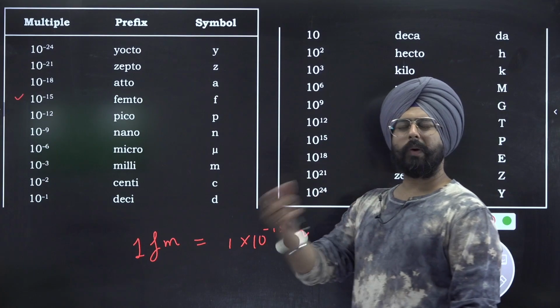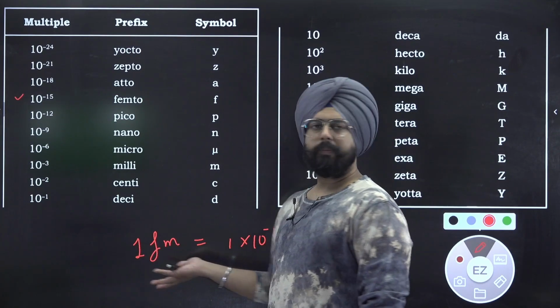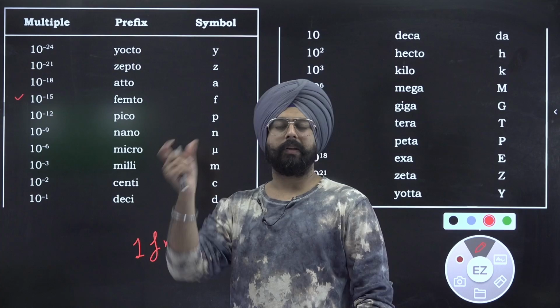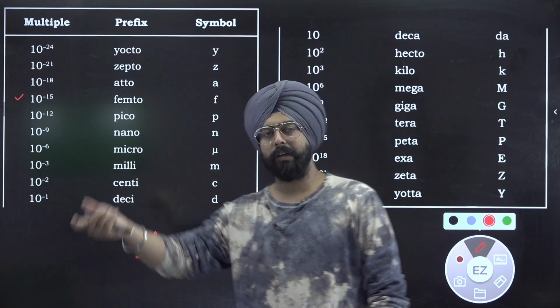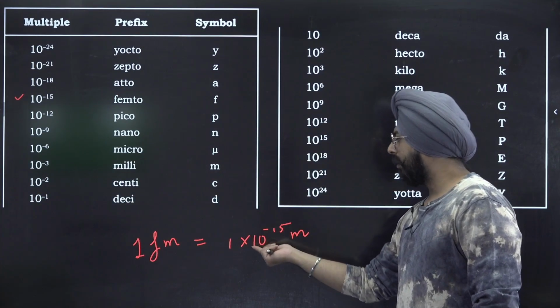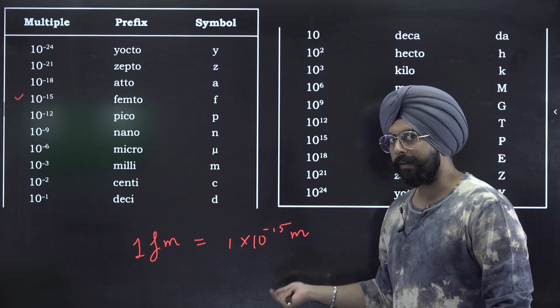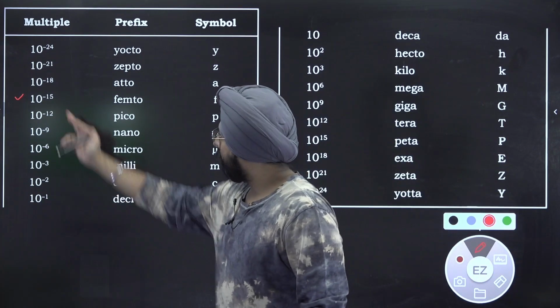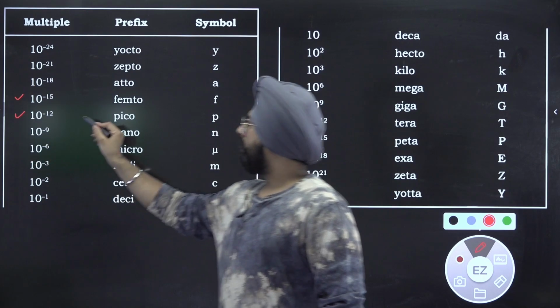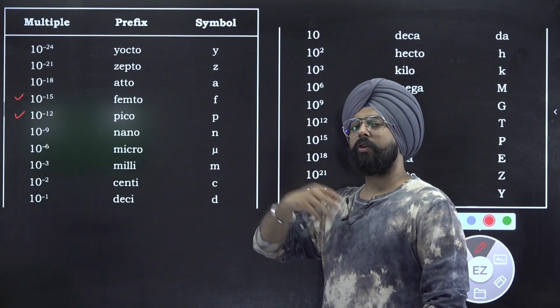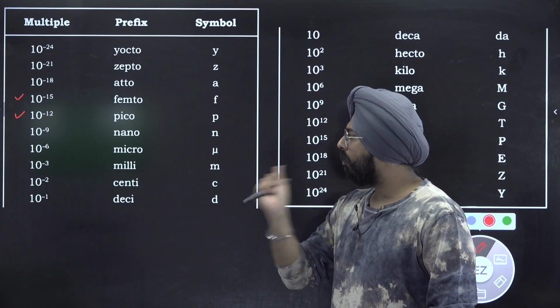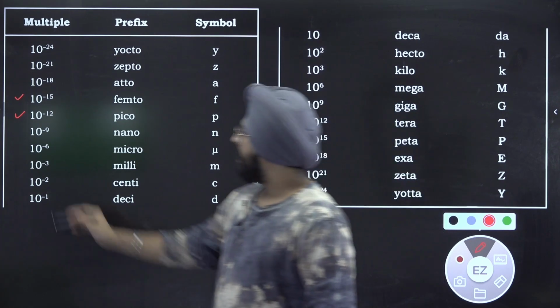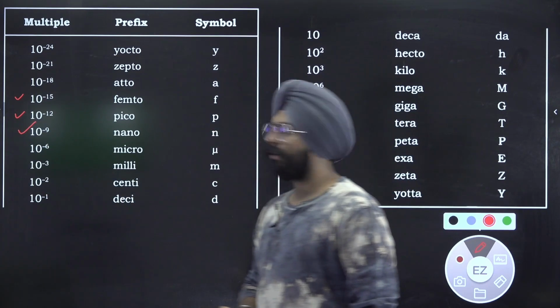Okay, so if in a question they say what is 1 femtometer of a substance, 1 femtometer is 1 into 10 to the power minus 15 meters. So this one you've got to remember. Pico is also something that's important. Picometers are a very common unit of measurement for small substances. Nanometers are also important.